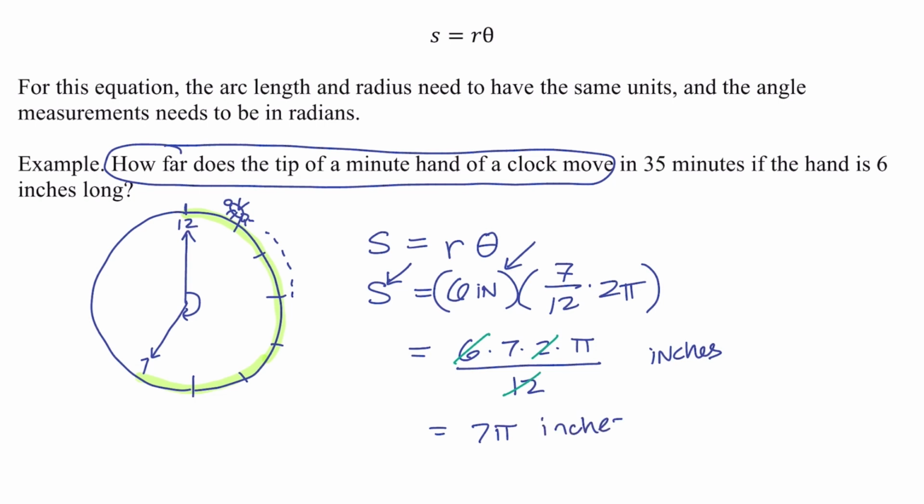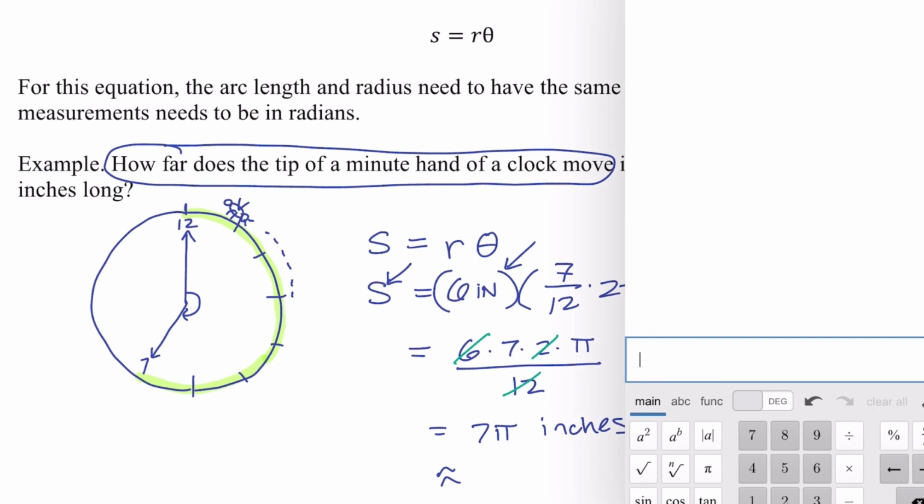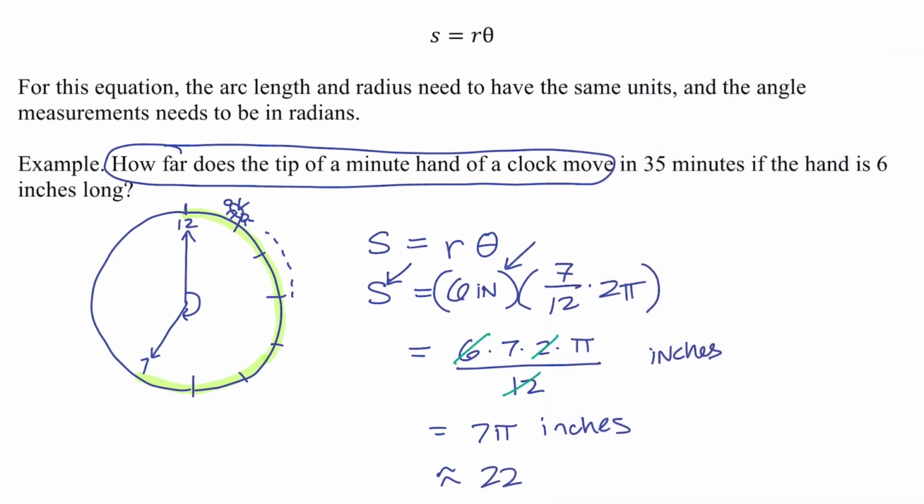Now, that's a little bit confusing because it's hard to picture what that's going to be. So I can just take over my calculator here and do 7 pi. That gives me 21.99, or about 22 inches is how far the tip of that minute hand travels.